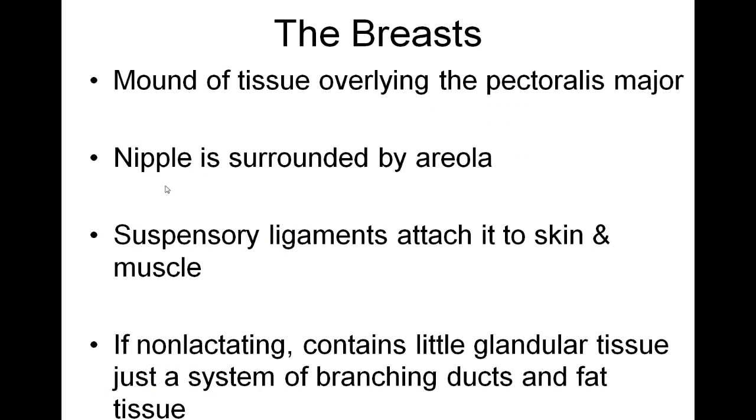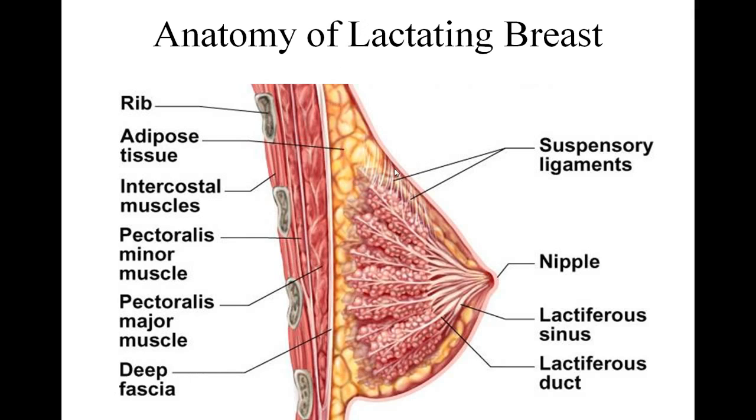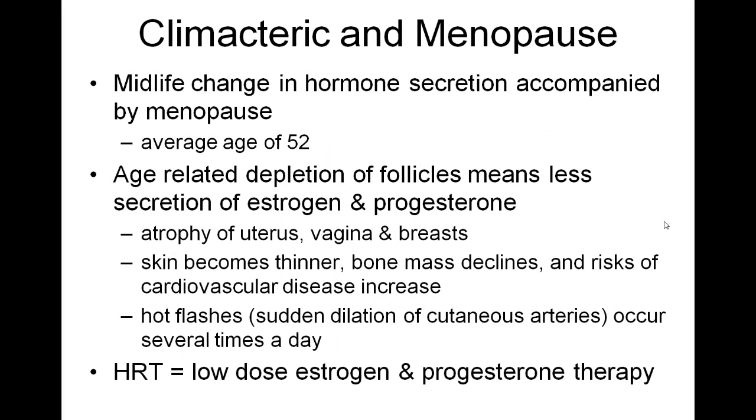Okay, and then the breasts. Okay, so the breasts lay on top of the pectoralis major. Okay, they have the nipple. It's surrounded by the areola. They have suspensory ligaments in there, and the suspensory ligaments are going to hold everything together. If the breast is not lactating, they don't have many mammary glands. They're smaller, so it's just a lot of ducts and fat tissue. Okay, so here's the suspensory ligaments that are kind of holding everything together.